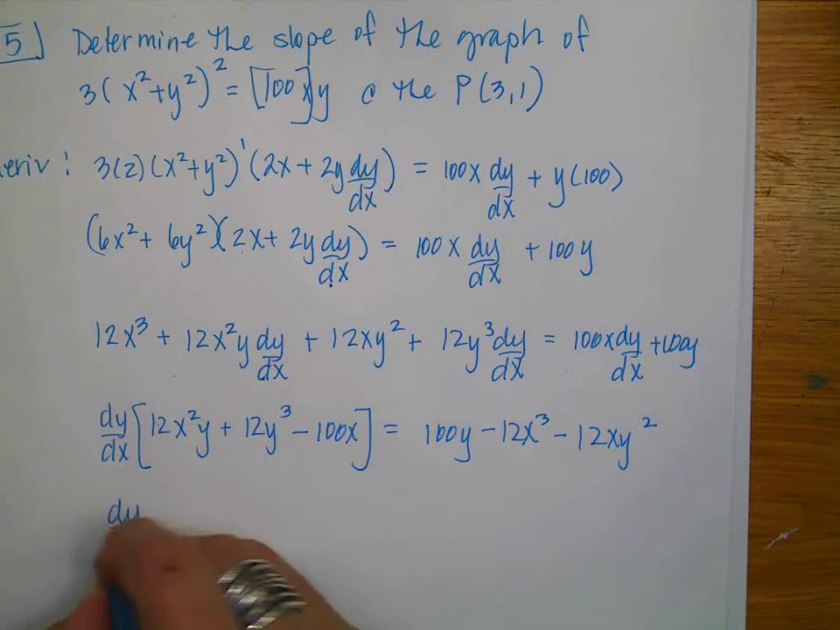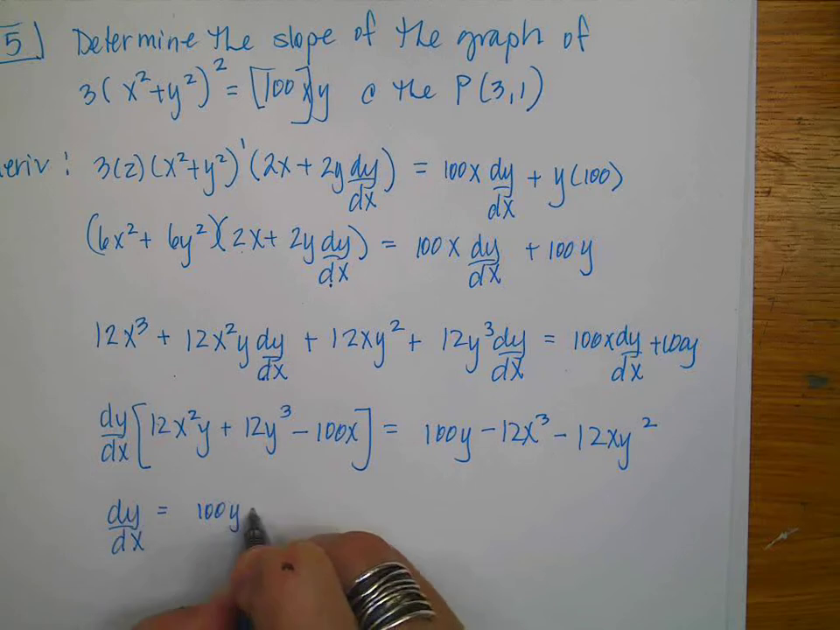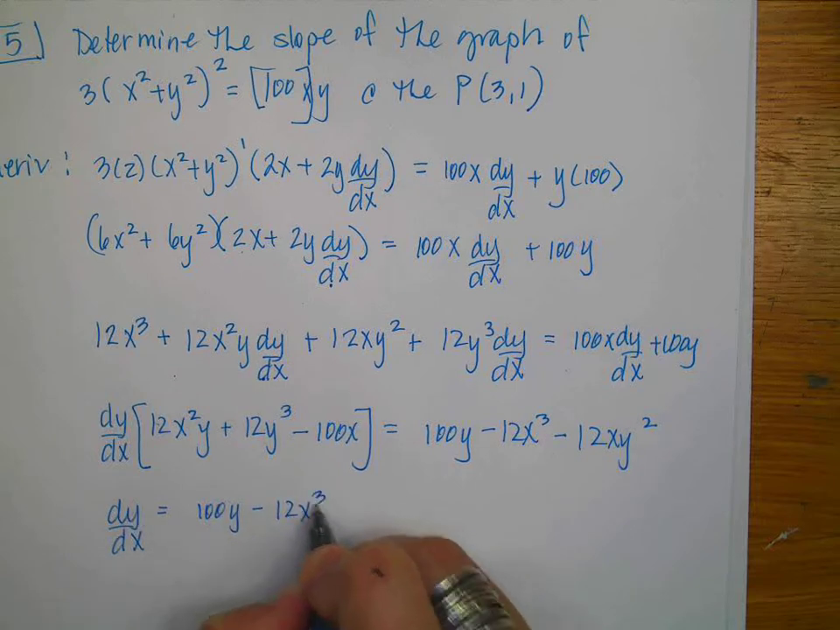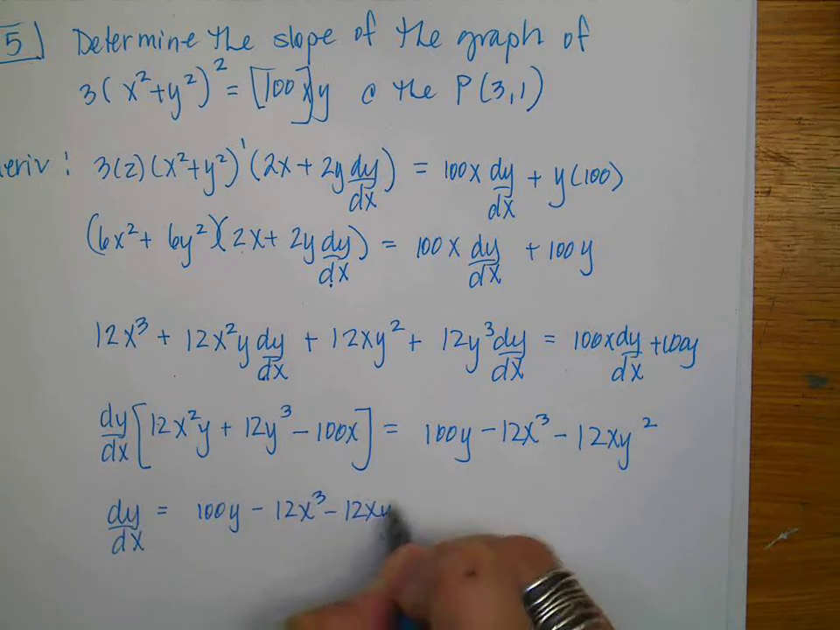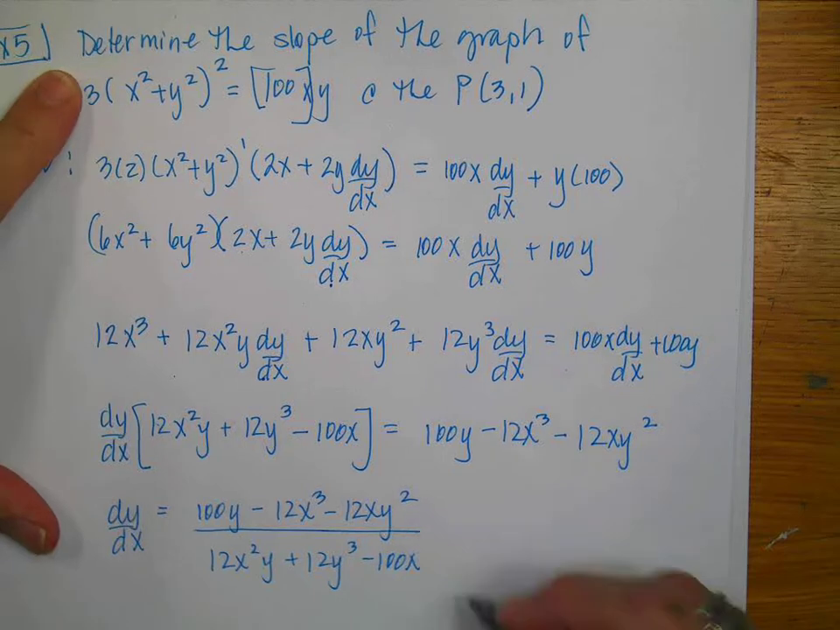Remember, the goal is still to solve for dy/dx, so I get dy/dx is equal to 100y minus 12x cubed minus 12xy squared, and I'm going to divide by 12x squared y plus 12y cubed minus 100x. Alrighty, so that is my derivative. Whoo, isn't that messy?